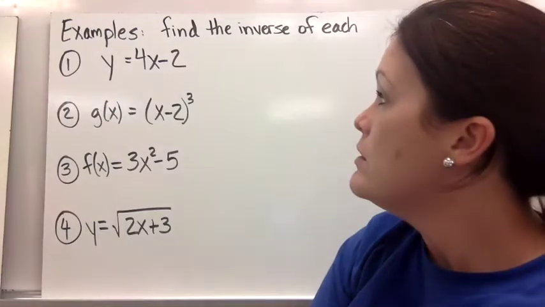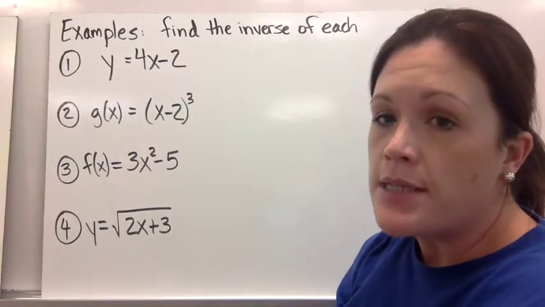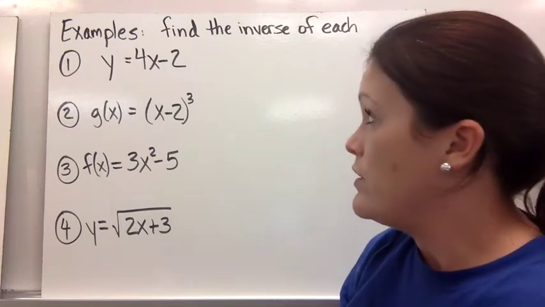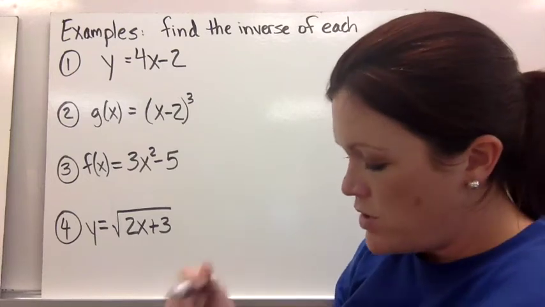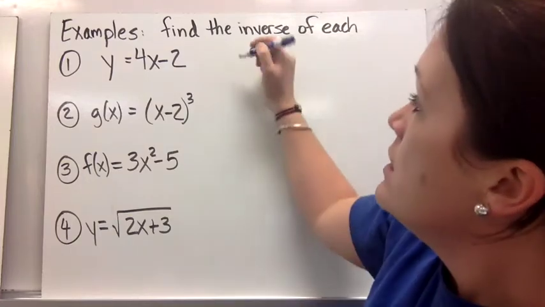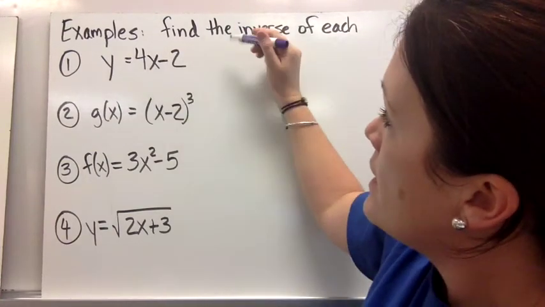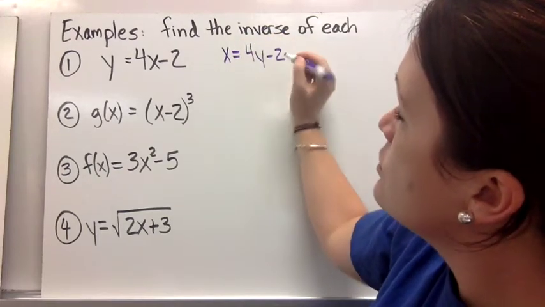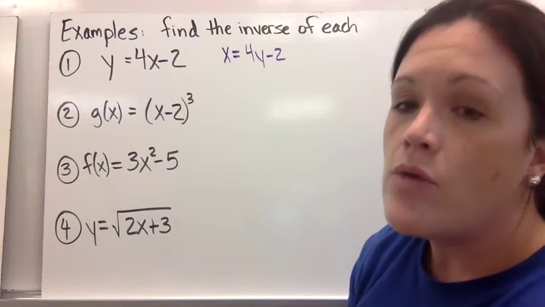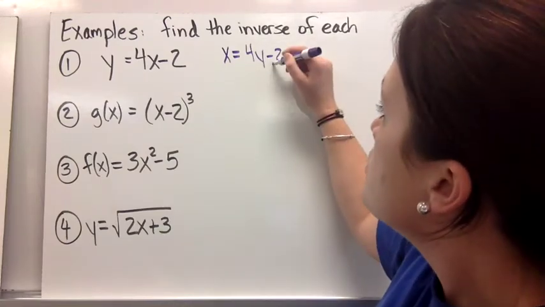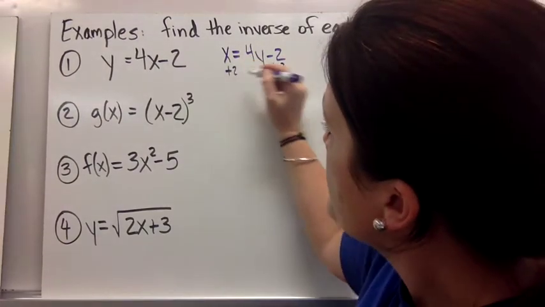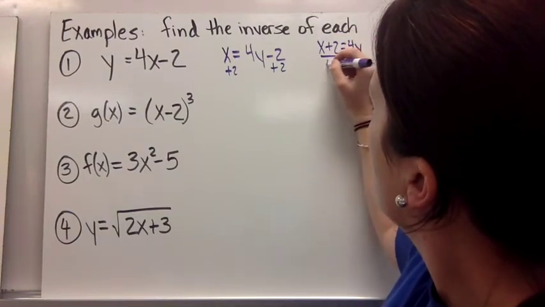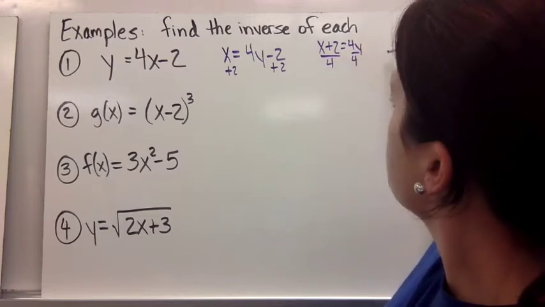So for number 1, you're given y equals 4x minus 2. It's linear, but the same rules apply no matter what function you're given. For inverses, we switch x and y, and we solve for y. So I'm going to just take x and y and they swap places. So x will equal 4y minus 2. That's my first step. Now I want to get y by itself. So let's add 2. And I get x plus 2 equals 4y. And divide both sides by 4.